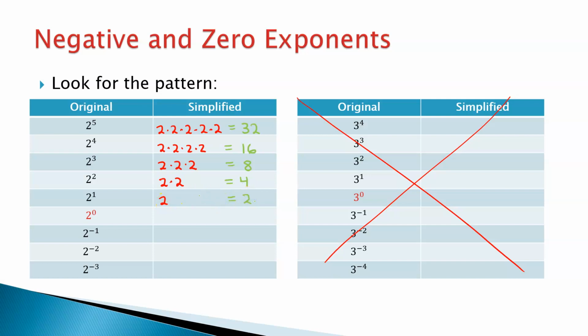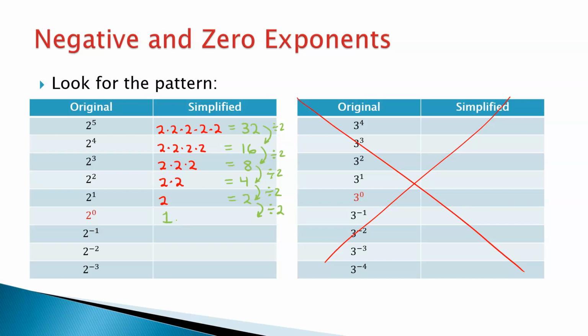So what is happening every single time that we're scooting down? Well, how do we go from 32 to 16? You're actually dividing by 2. How do you go from 16 to 8? You're dividing by 2. How do you go from 8 to 4? You're dividing by 2. Every time we're scooting down here, we are dividing. We're essentially taking away a multiplication by 2. So if I keep that pattern going, what is 2 divided by 2? 2 divided by 2 is actually going to be 1.